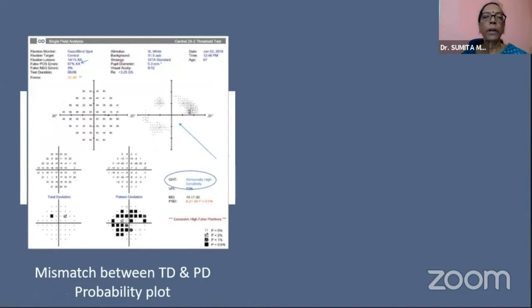And if you see the full printout, then you can see there is lots of white scotoma, and there are fixation losses. False positive is much more, and the glaucoma hemifield test is also showing that there is an abnormally high sensitivity.